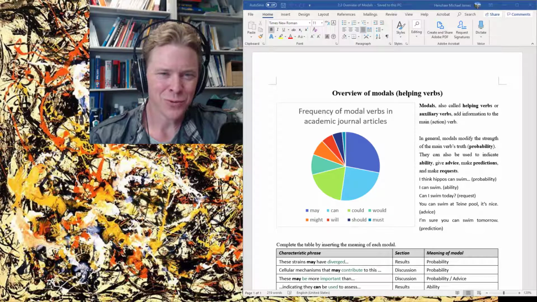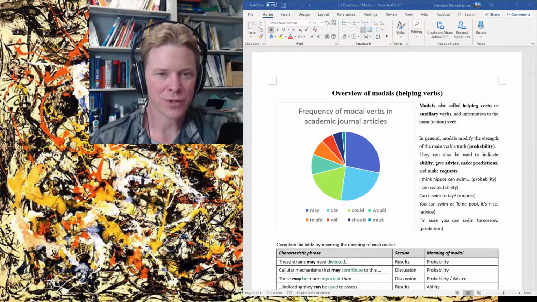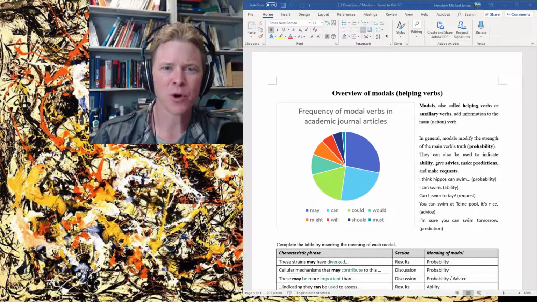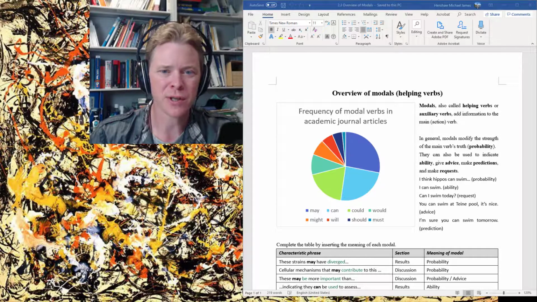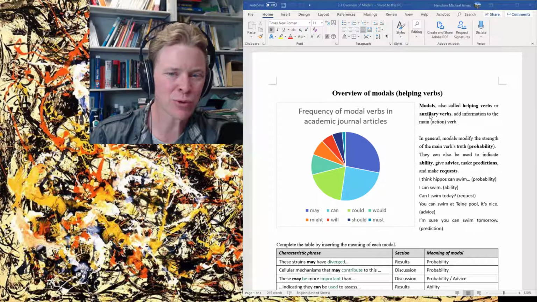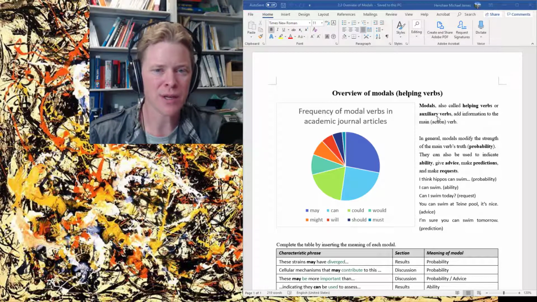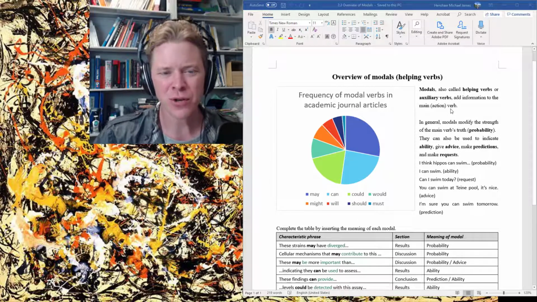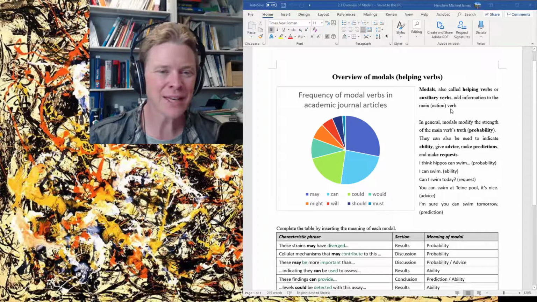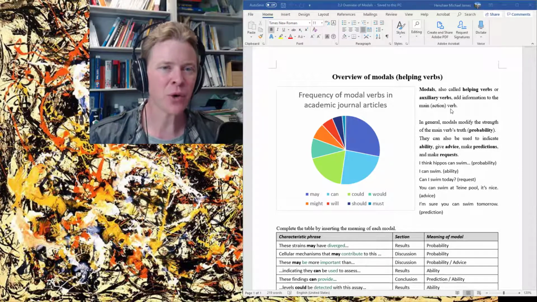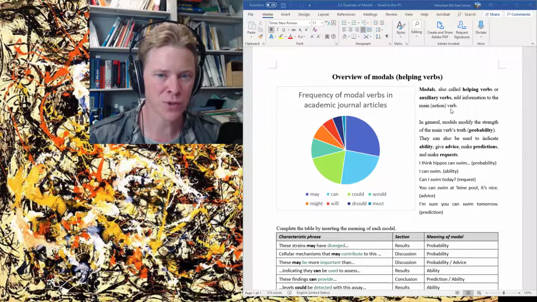Finally, we get to one of the more difficult topics, these verbs called modals. They're also called helping verbs, and they're a type of auxiliary verb, and they add information to the main verb. I've mentioned earlier would and might or may, but let's really go into these because it's worth trying to understand what these kind of words are doing.